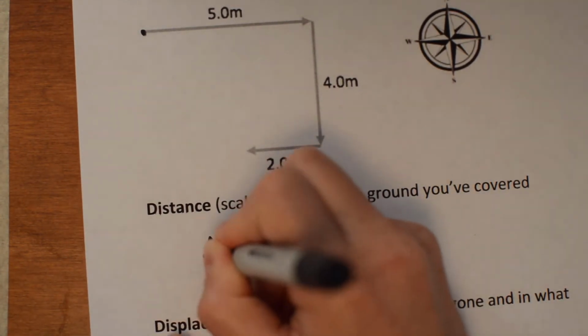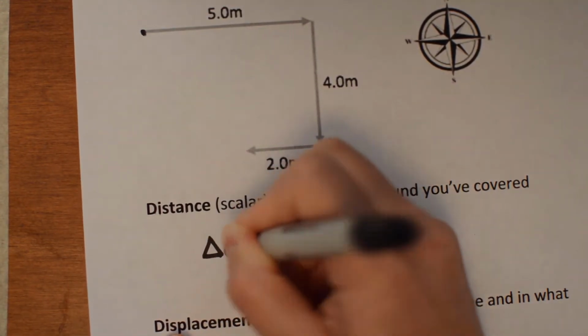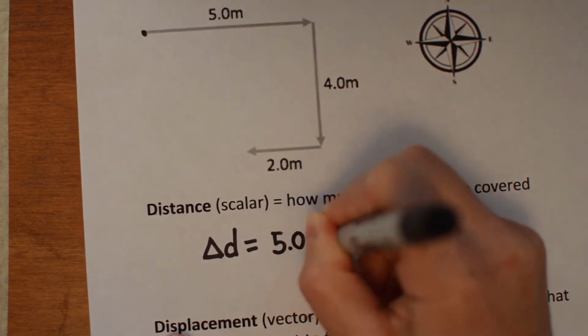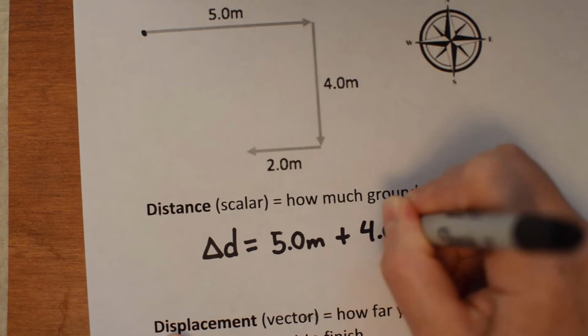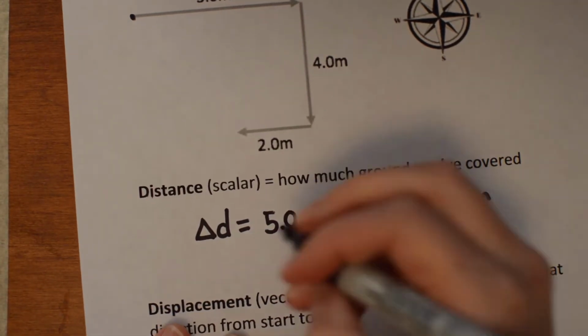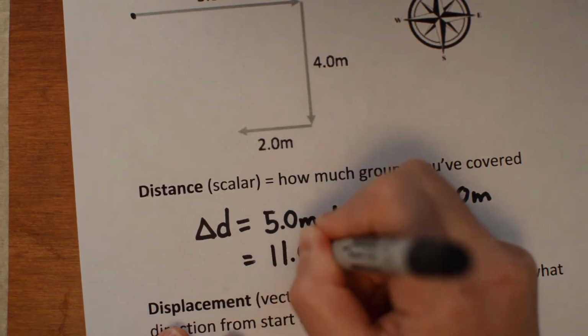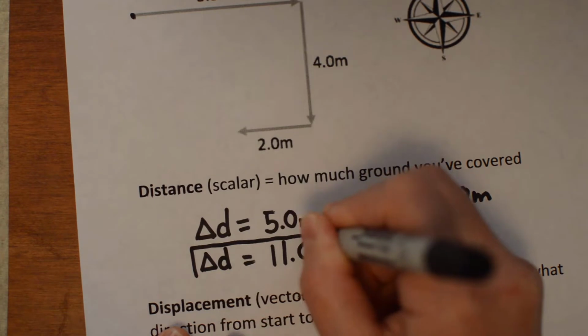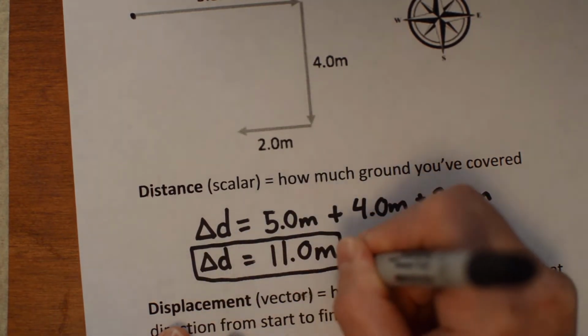So my delta D, without an arrow, just my distance, is going to be 5 meters plus 4 meters plus 2 meters. Altogether, I cover 11 meters. And there's no direction to that. That's just how much ground I've covered overall. I walked 11 meters.